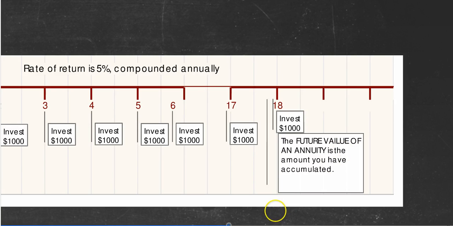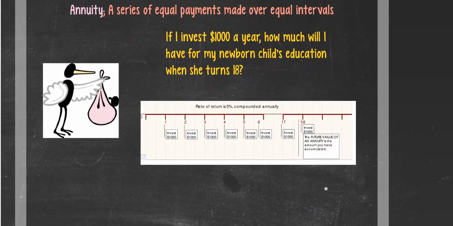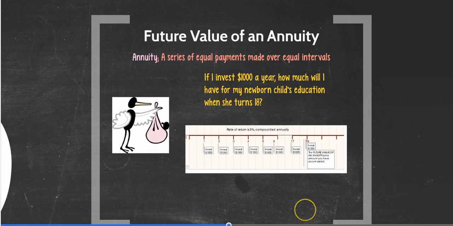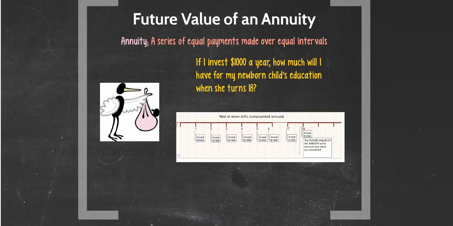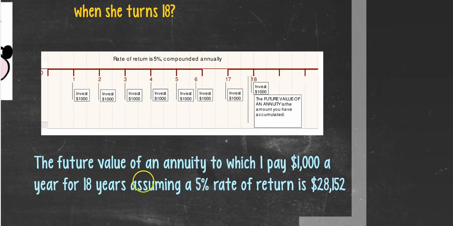And the future value of an annuity is going to be the amount that we accumulate after these 18 years. So we have a $1,000 annuity every year for 18 years with a 5% rate of return. We can say the future value of that annuity is going to be $28,152.